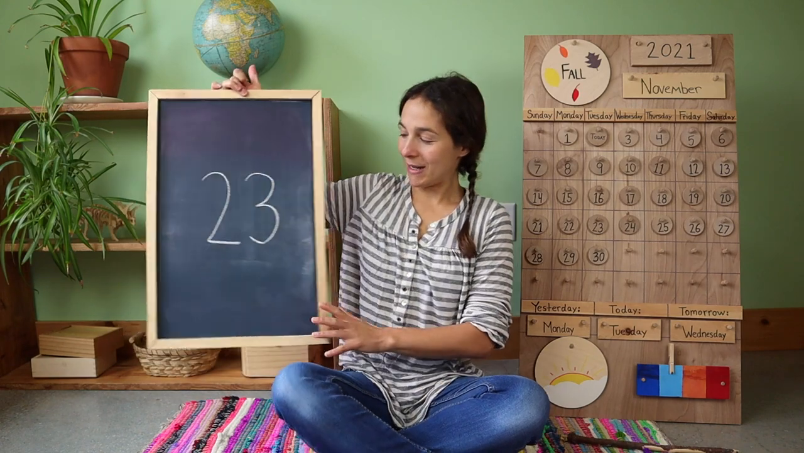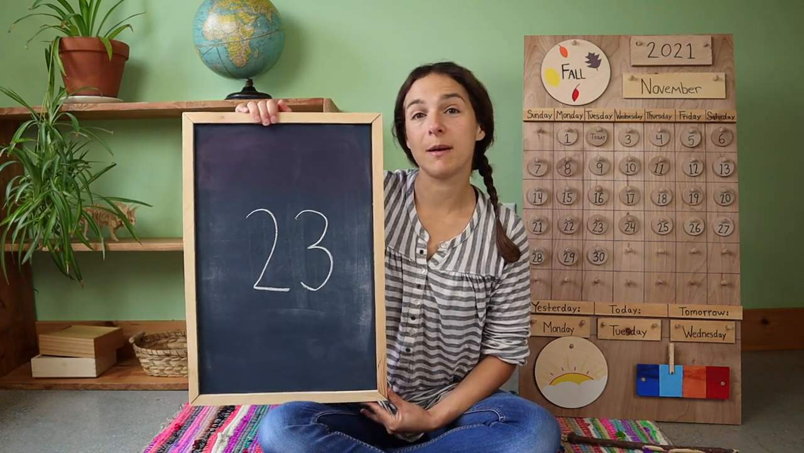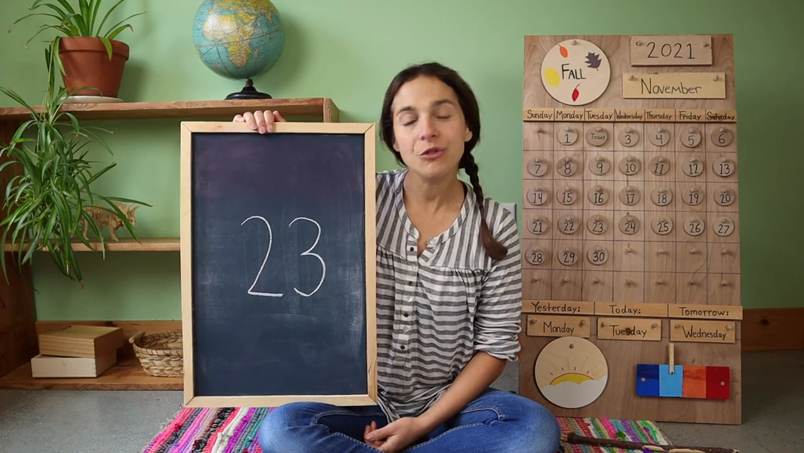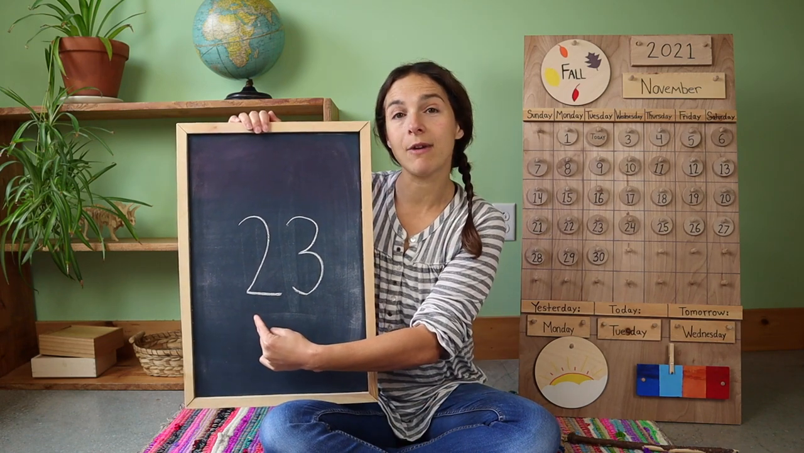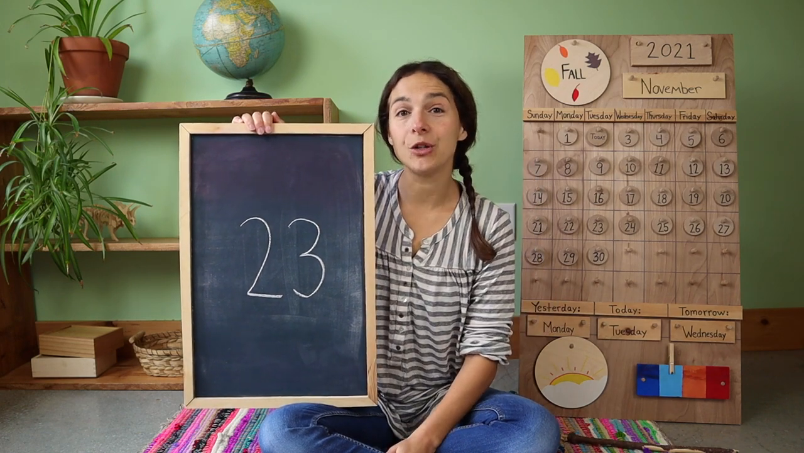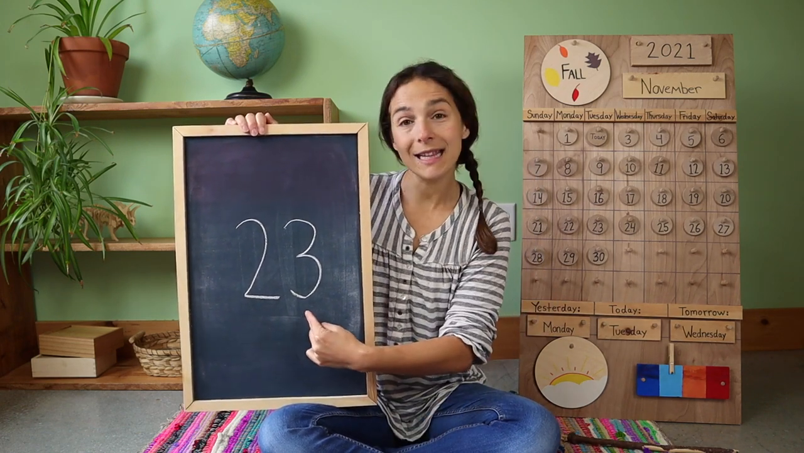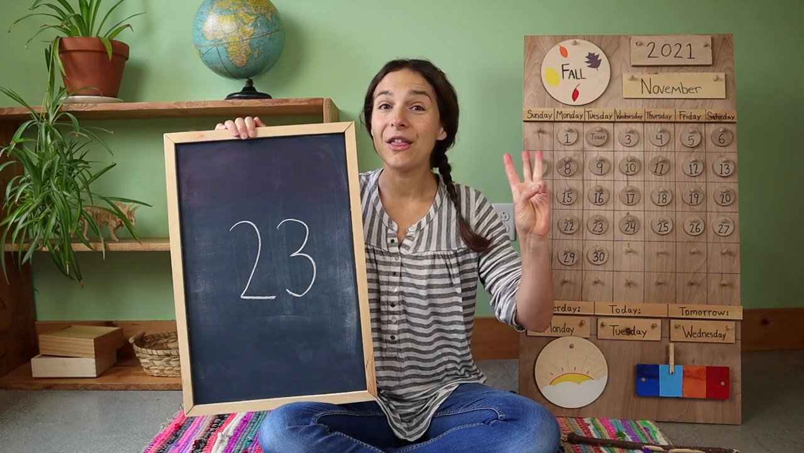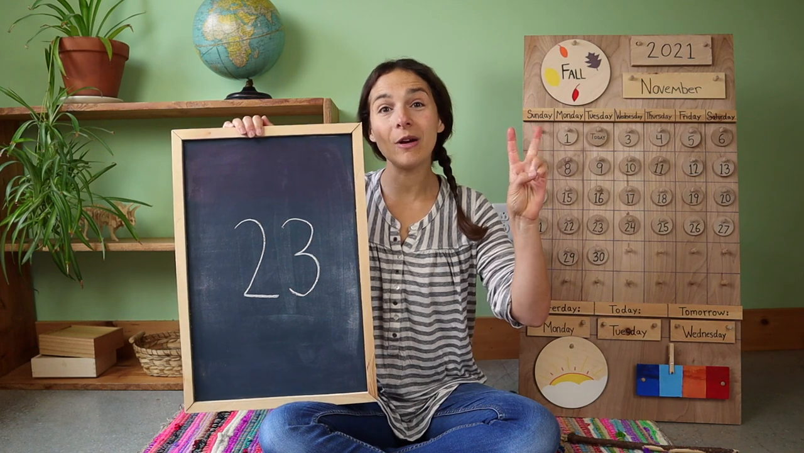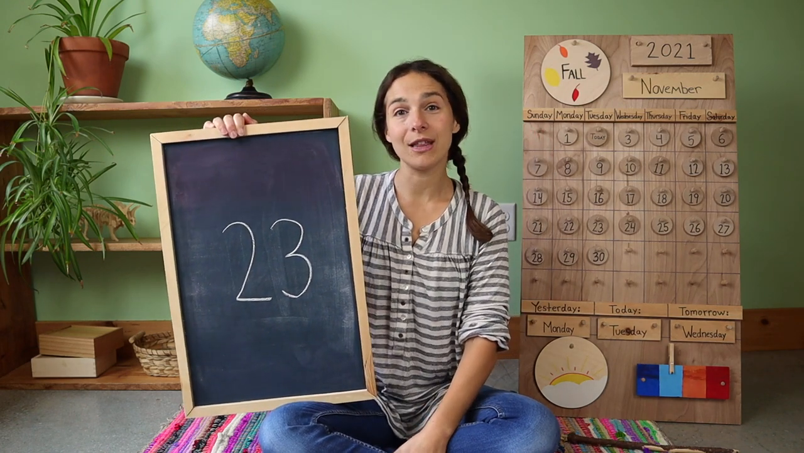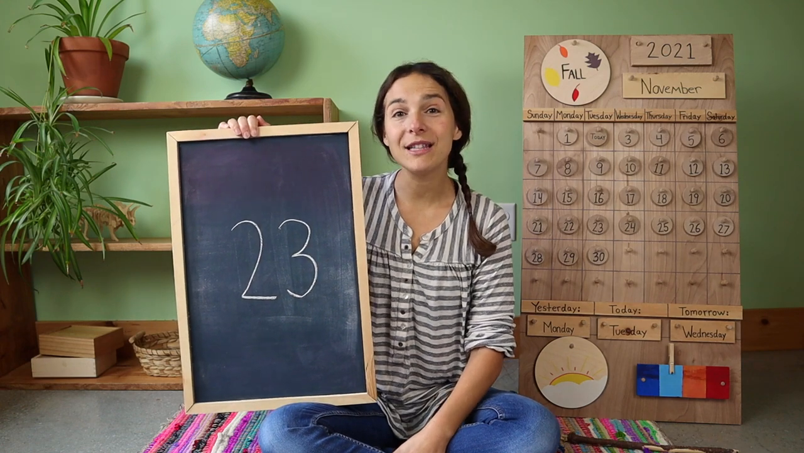Here's the number of the week. This double-digit number is the number 23. Can you show me with your fingers what number you write first? 2. After you write the number 2, you write this number. Can you show me with your fingers? 3. 2, 3. 23. Let's count to the number 23 together using the large bead frame.